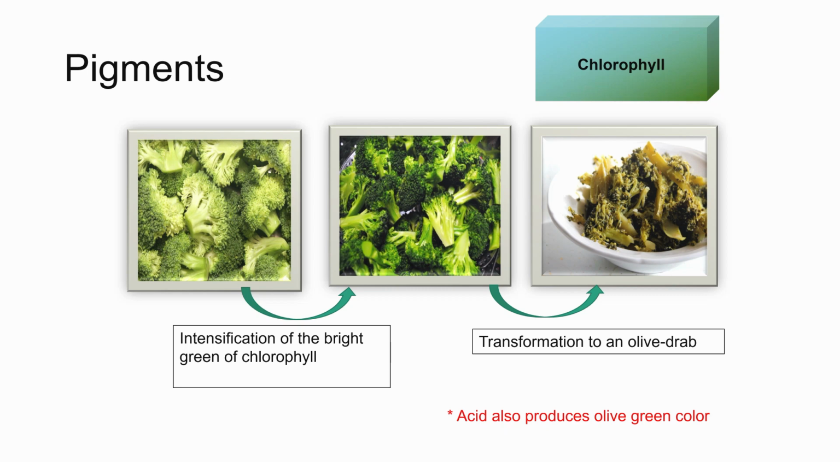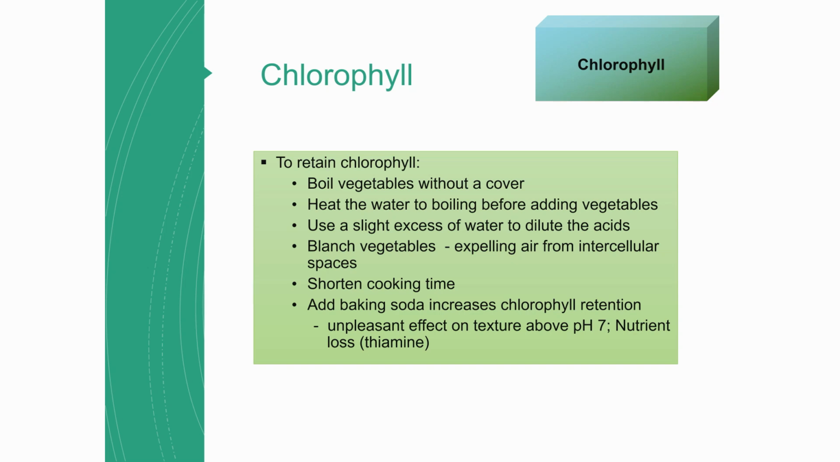Within the first few minutes, it takes on the vibrant green color, but if it continues to be exposed to heat, you end up with the transformation to the olive drab that I described in the broccoli casserole. To retain chlorophyll, we want to boil vegetables without a cover. Heat the water to boiling before adding vegetables.